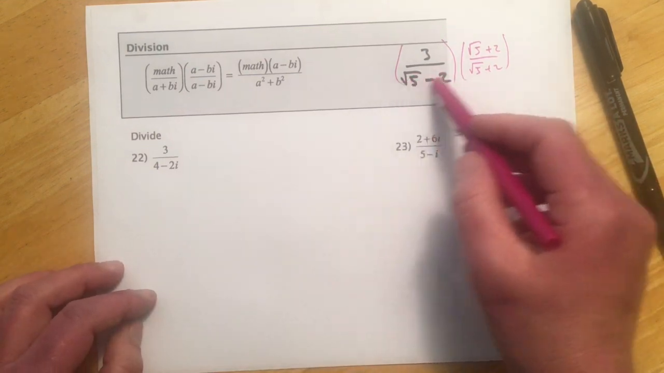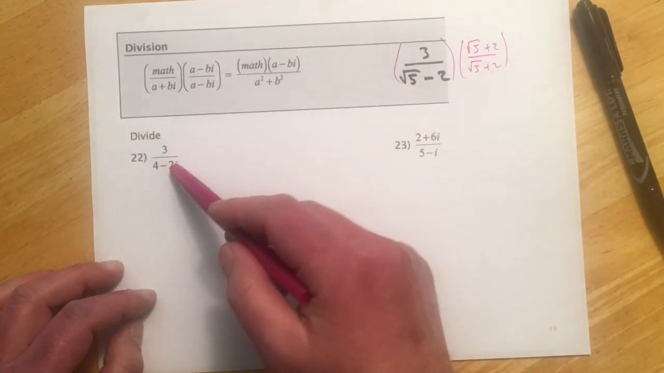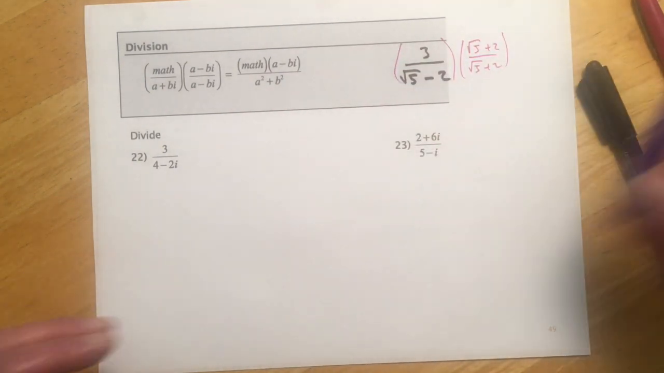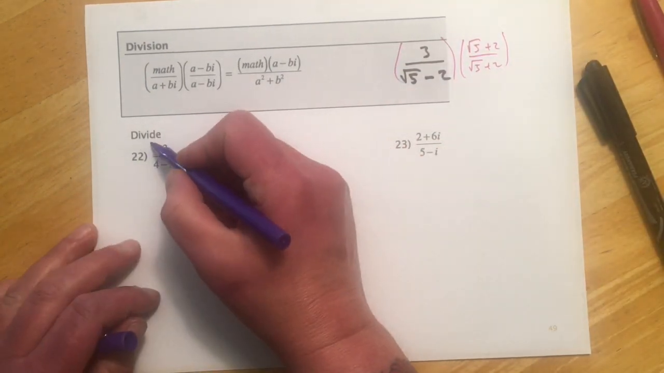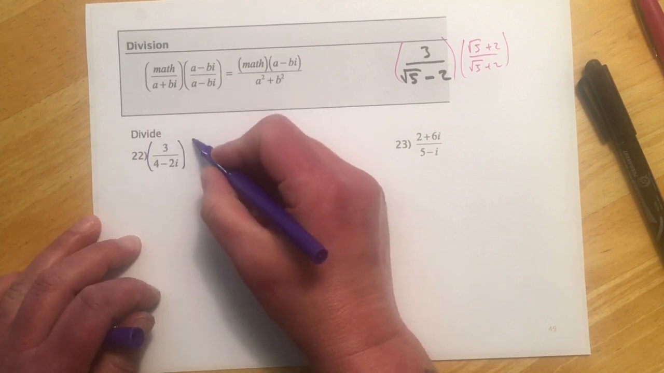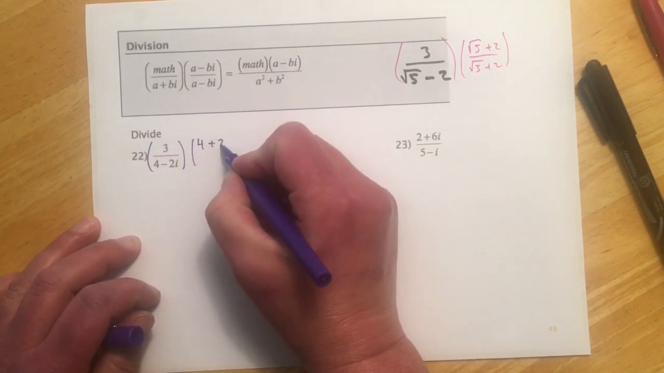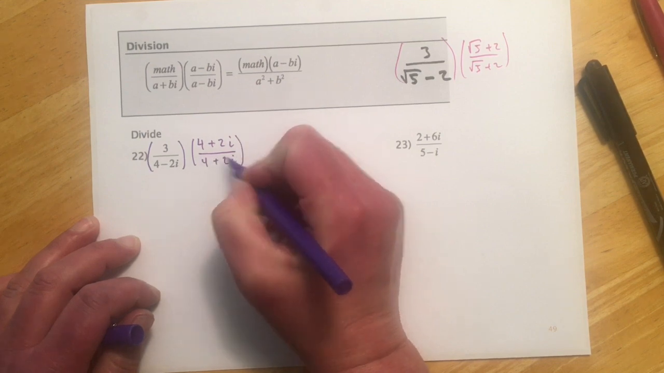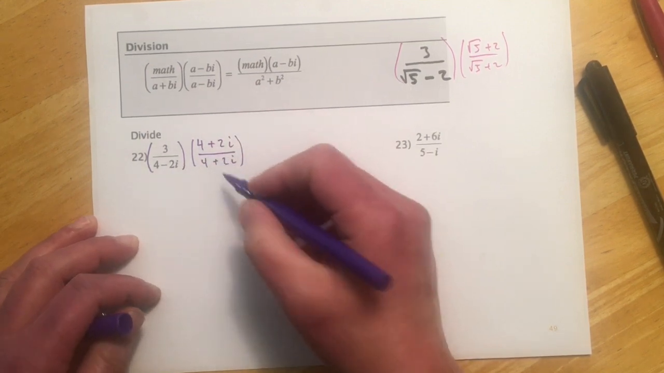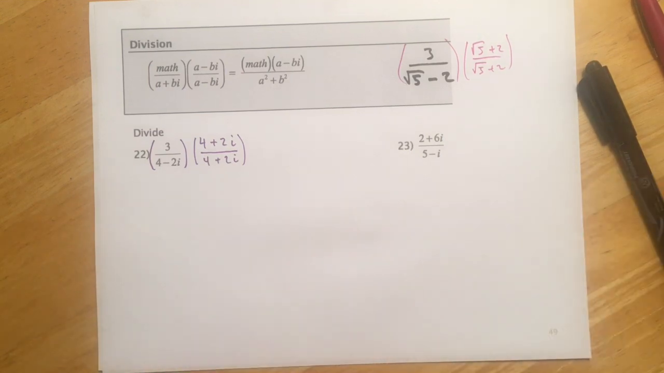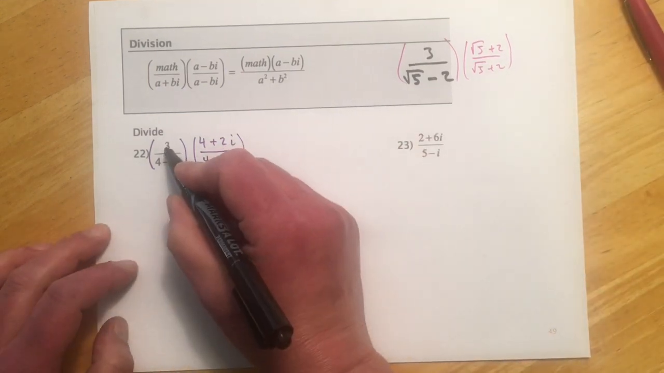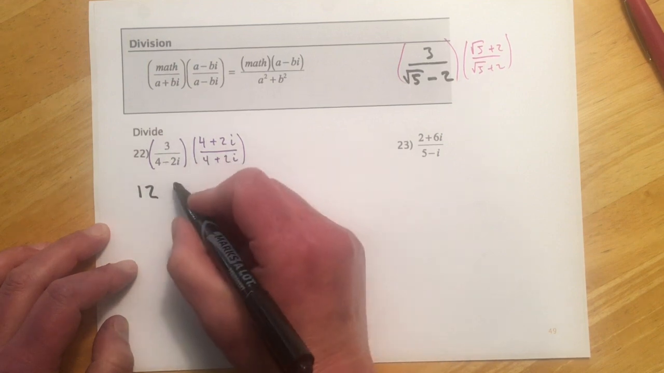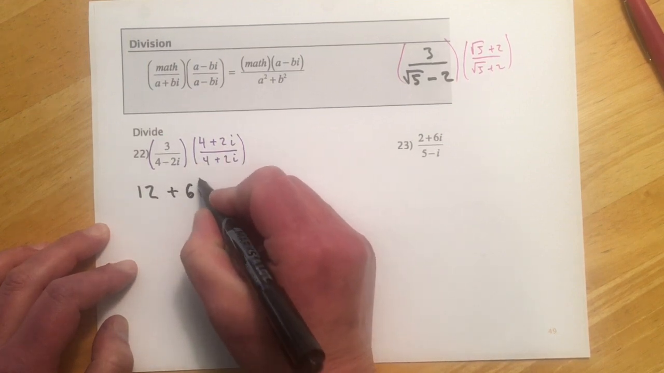So when we're dividing where there's addition or subtraction, we use the conjugate. And when we're dividing complex numbers, we're going to use the conjugate. So for this first one, I'm going to multiply it by 4 plus 2i. So same stuff, just the opposite sign in the middle. And that top becomes a distribute, so 3 times 4 would be 12, and then 3 times 2 would be 6i.